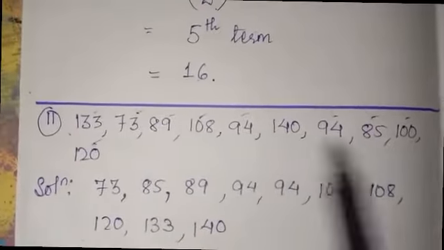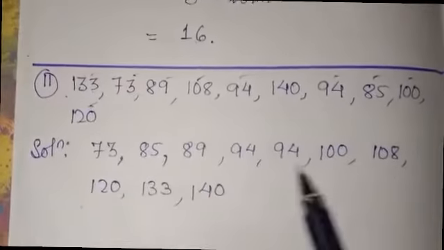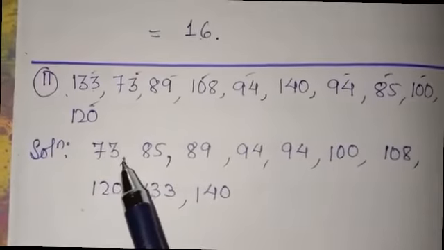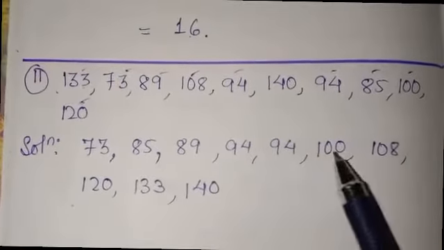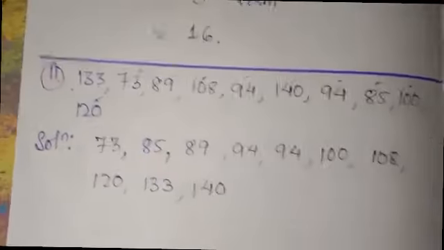Here numbers are given. First you arrange in the ascending order. Now count how many numbers are there: 1, 2, 3, 4, 5, 6, 7, 8, 9, 10. So n is equal to 10, which is even.